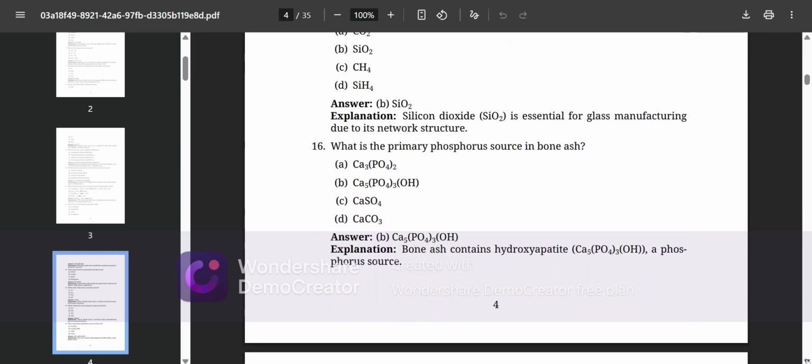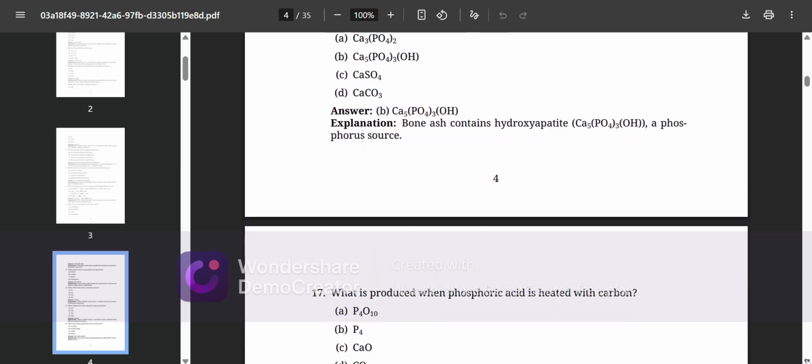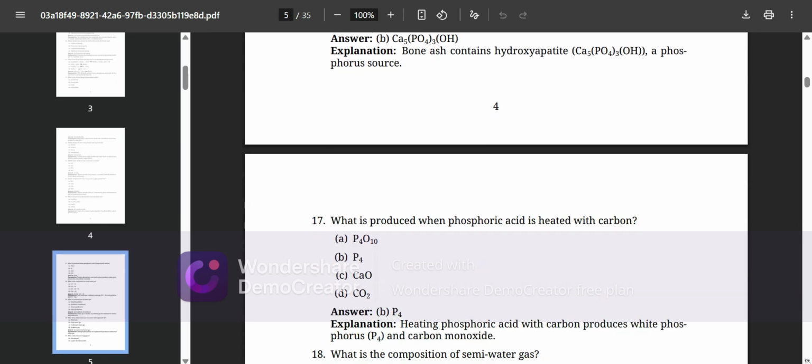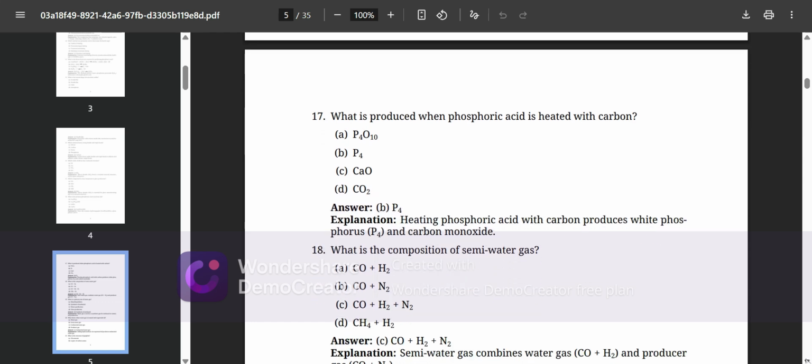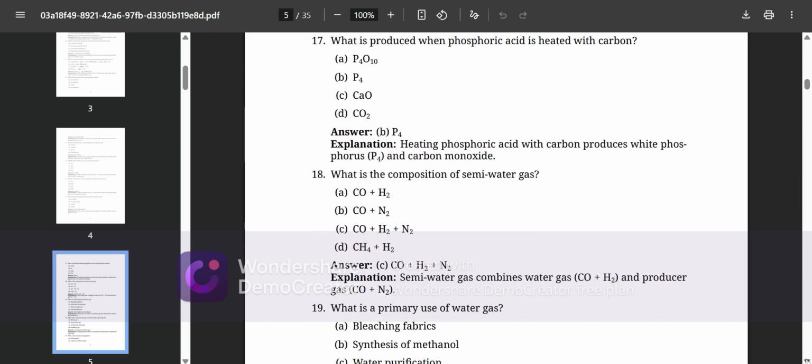What is the primary phosphorus source in bone ash? Ca5(PO4)3OH. Bone ash contains hydroxyapatite, Ca5(PO4)3OH, a phosphorus source. What is produced when phosphoric acid is heated with carbon? P4. Heating phosphoric acid with carbon produces phosphorus P4 and carbon monoxide.